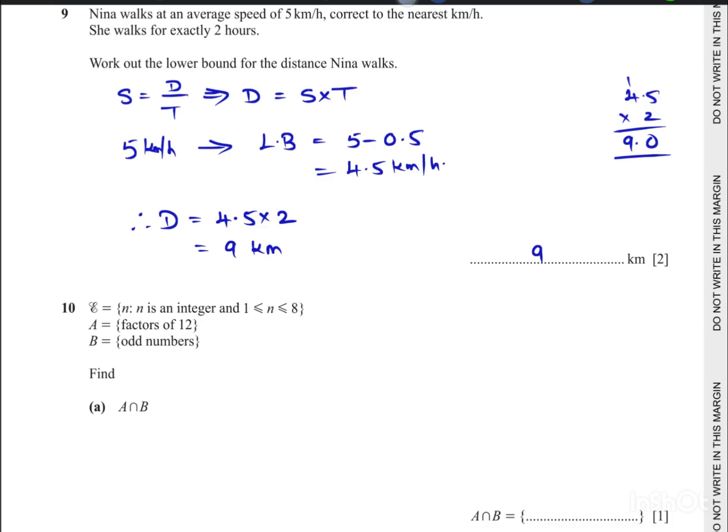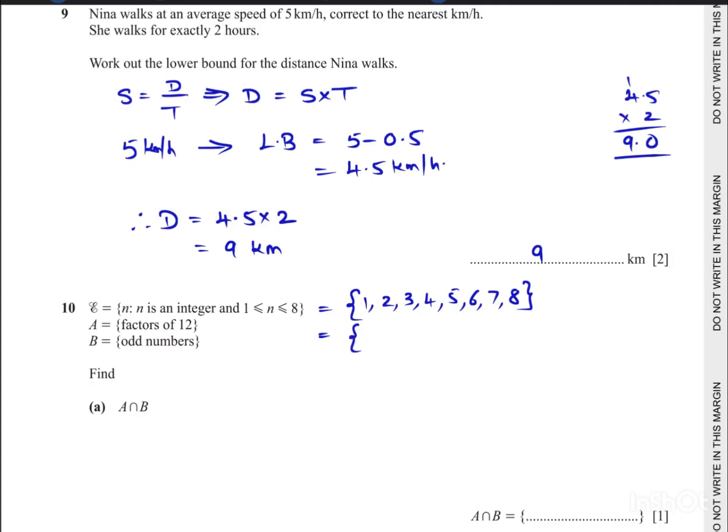Question number 10. Universal set is n such that n is an integer and 1 less than or equal to n less than or equal to 8. That means the universal set has the elements 1 to 8. Okay, and set A is having the elements which are factors of 12. So write only the factors of 12 but less than 8.